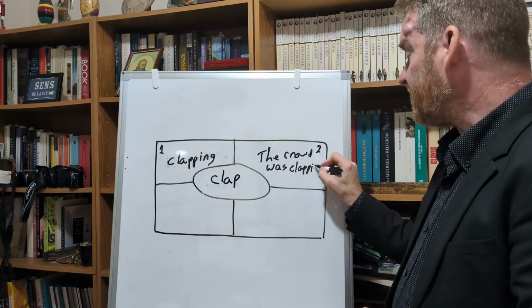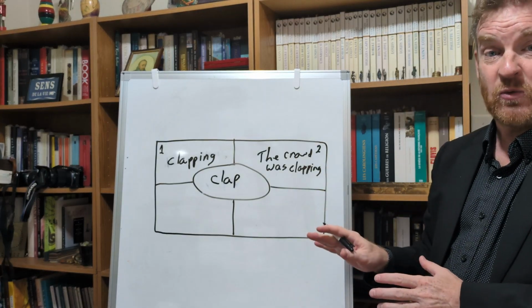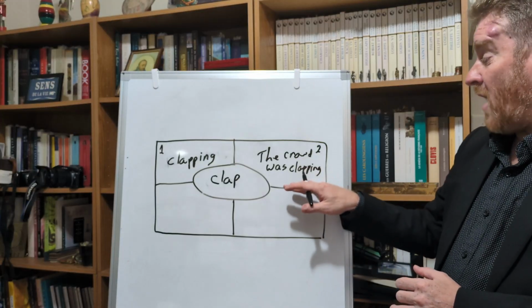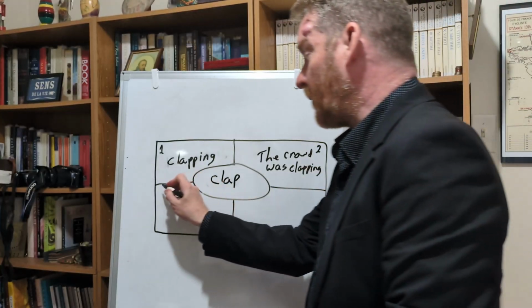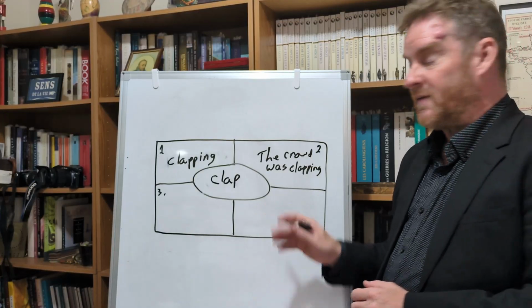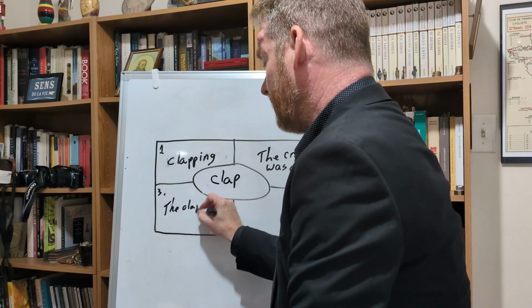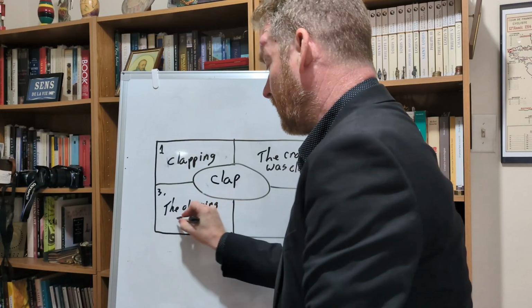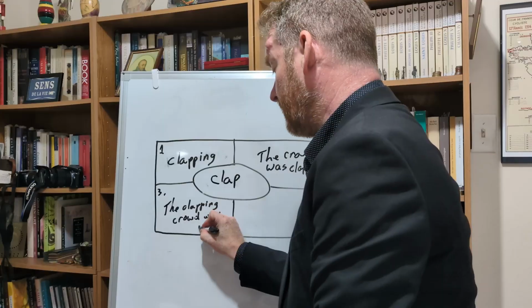And again, depending on your students, you can have the sentences as simple or complex as you want. So box number 2, use clapping in a sentence as a verb. In box number 3, they would use clapping as an adjective. So maybe the clapping crowd was loud.